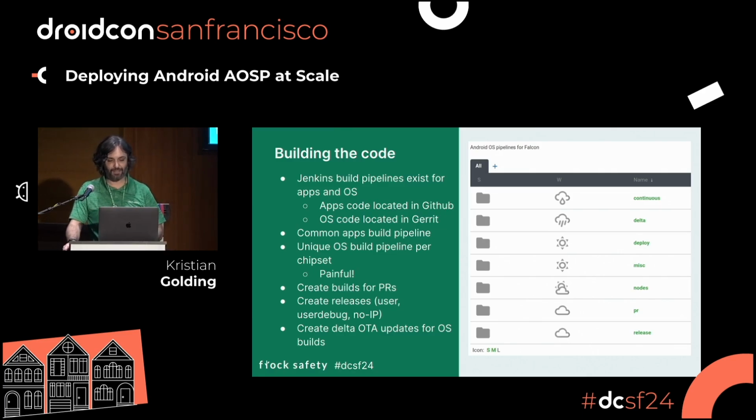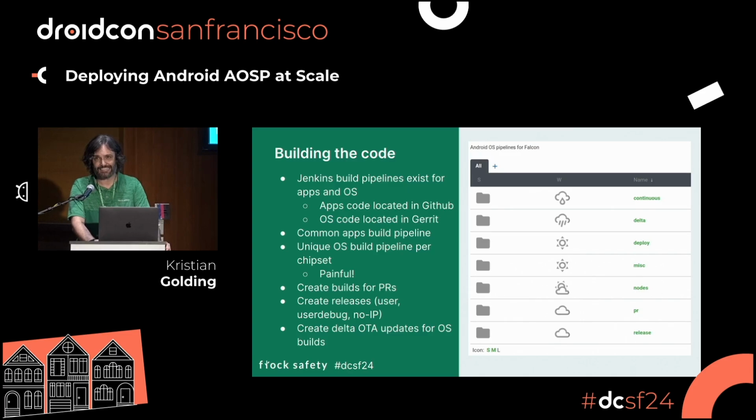Here at Jenkins Pipeline, we can create builds for any pull requests that we have. We can create releases for user debug, and what we call no IP builds. These are builds that we might send to the FCC for compliance testing. They're pretty much very close to vanilla AOSP. It doesn't have our applications running on it. And then we can create the Delta over-the-air updates for OS builds.